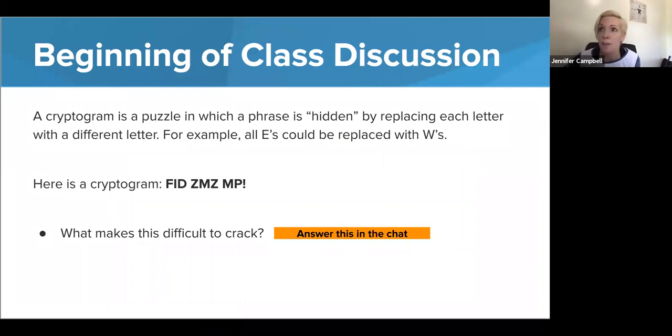Good, we don't know the code, right? We don't know the key. Sarah said we don't know which letters are replaced with what letters. Oh, that's a good insight, Adam. Being a short phrase, that actually leads to our next question.